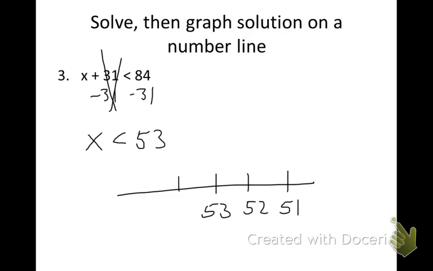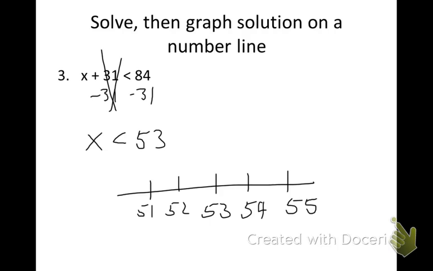I'm sorry, I messed that up. I was used to doing negatives here, so I'm going to erase those numbers. Went the wrong direction with my numbers. This should be 54, 55, because they're positive numbers. And this should be 52, and this should be 51.